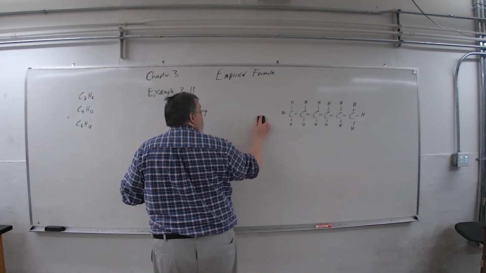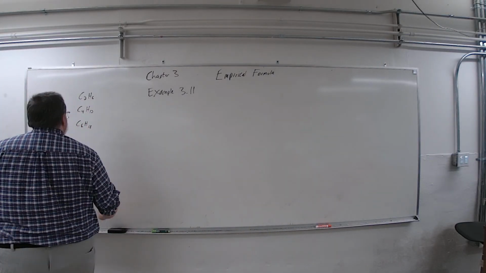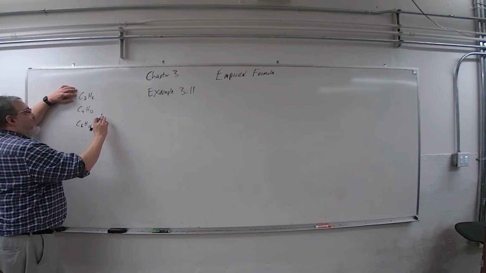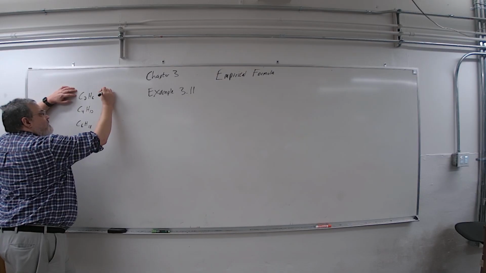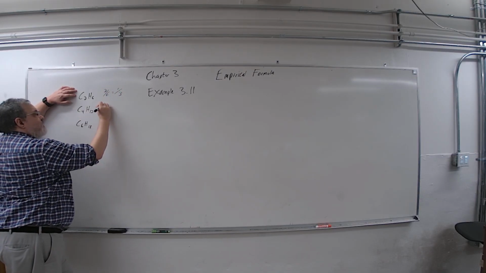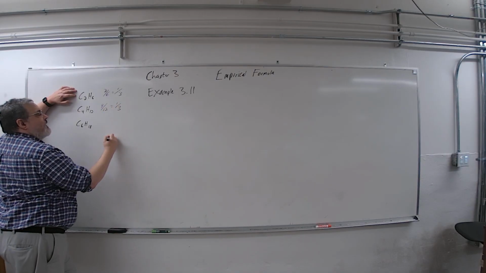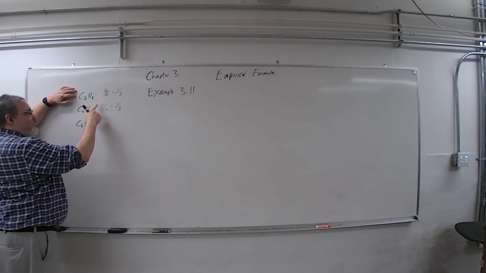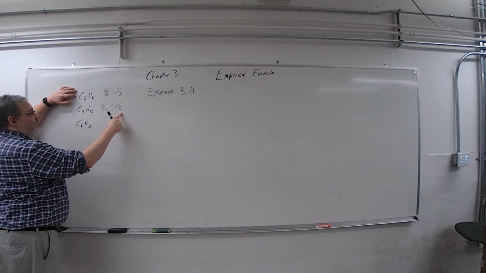I'll come back to that. I just won't go any further, but let me put it like this. What's the ratio of carbon to hydrogen? It's 2 to 6, which you can reduce down to 1 to 3. How about this one? It's 4 carbons to 12, which reduces down to 1 to 3, right? You divide 4 by 4, you get a 1. You divide 12 by 4, you get a 3.